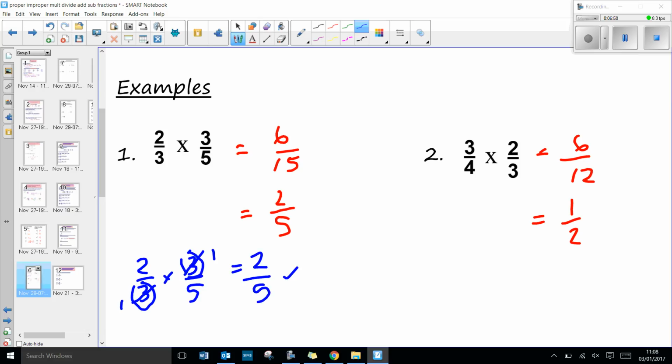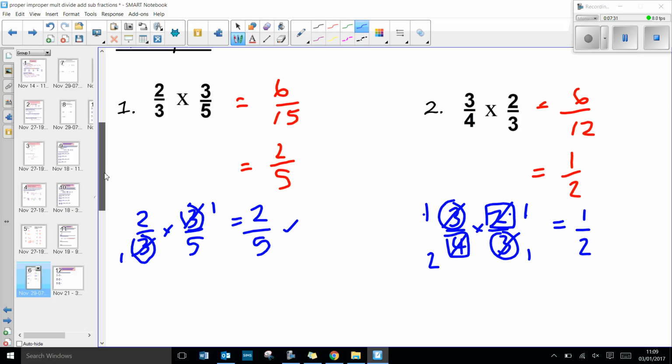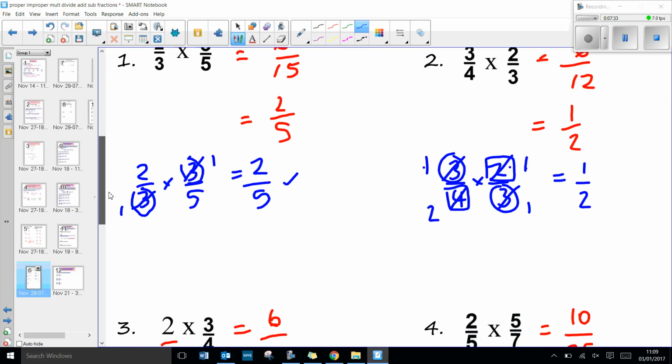Similarly with this one, 3/4 times 2/3, I can see I have a 3 on the top and a 3 on the bottom, so they are both divisible by 3, so it makes 1. But look, I also have a 2 and a 4, and I know that 2 goes into both of those. 2 goes into 2 once, and into 4 twice. So I now have 1 times 1, which is 1, and 2 times 1, which is 2. I'll just show you those two examples. As I say, it works with anything as long as you're dividing, you're simplifying from both top and bottom.